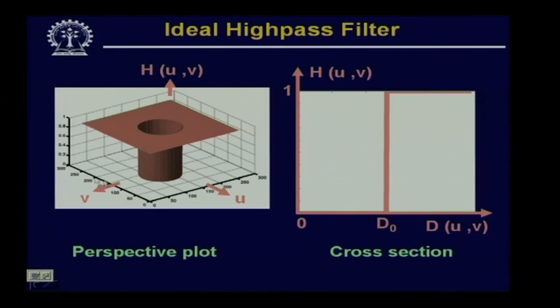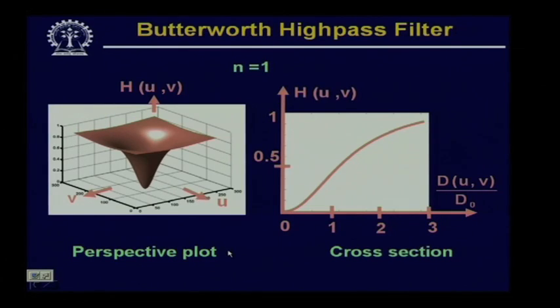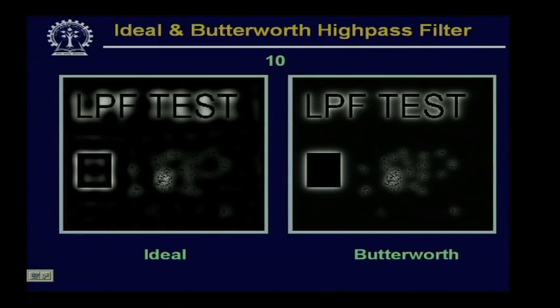Now, using such high pass filters, the kind of result that we can obtain is given here. So, this is the ideal high pass filter response, where the left hand side gives you the perspective plot and the right hand side gives you the cross section. This shows the Butterworth filter perspective plot as well as cross section of a Butterworth filter of order 1. And if I apply such high pass filters to the same image, the result that we obtain is something like this.